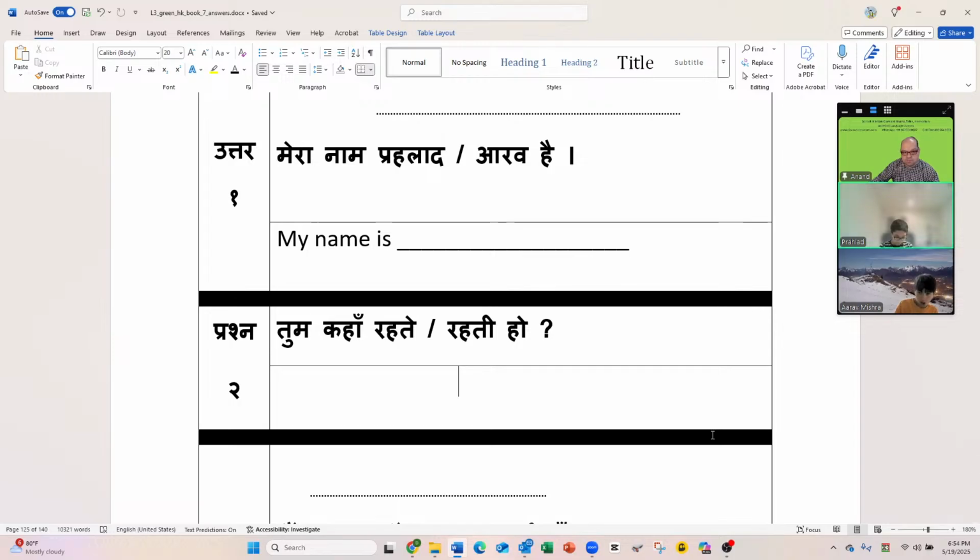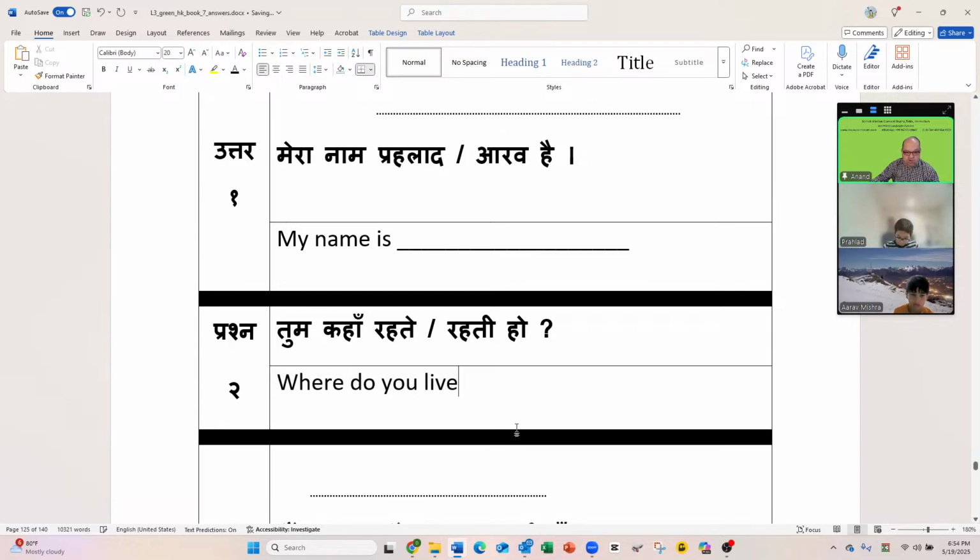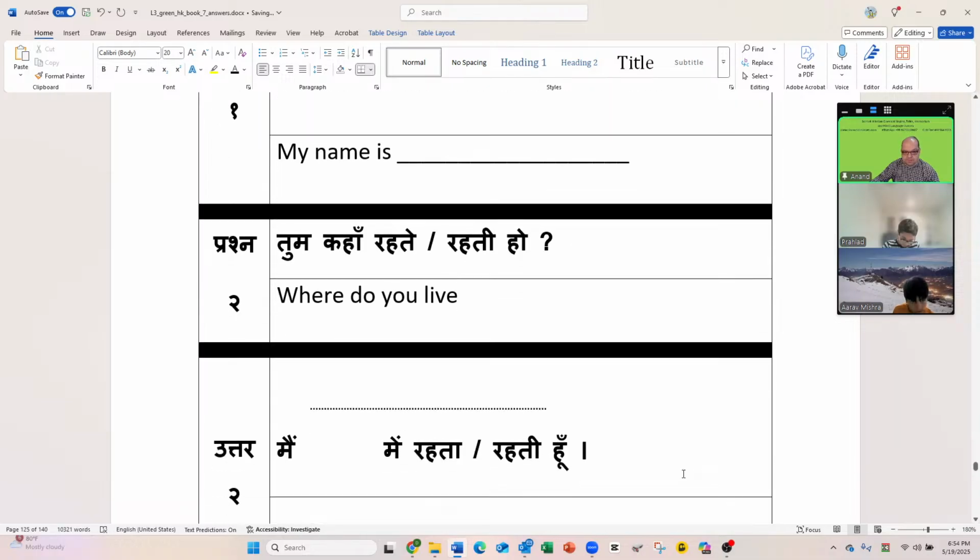तुम कहाँ रहते और रहती हो? Okay, what does that mean? Arav, तुम कहाँ रहते हो? Where do you live? रहना is to live. So where do you live? तुम कहाँ रहते हो और तुम कहाँ रहती हो? Where do you live?